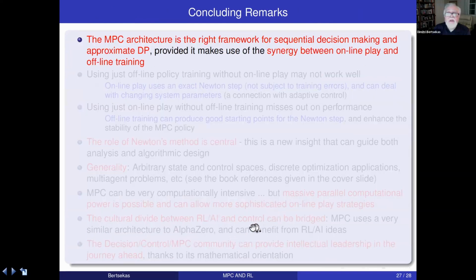So our paper will be posted soon, and you can find it there and see some of the details. But now let me get to my final slide.